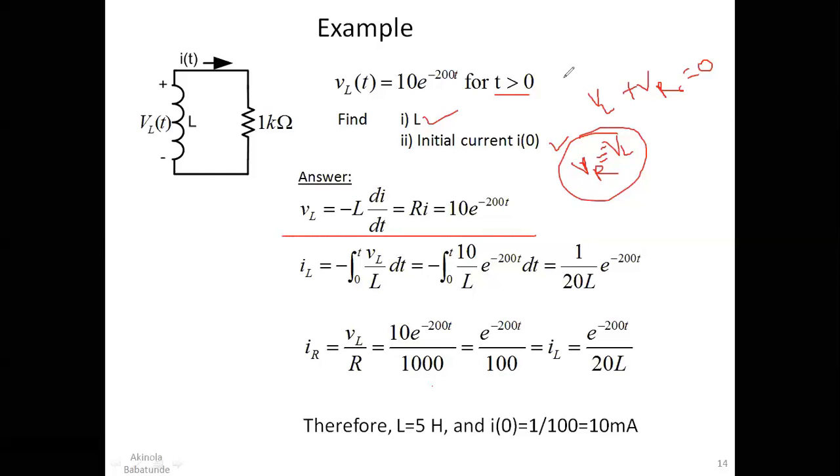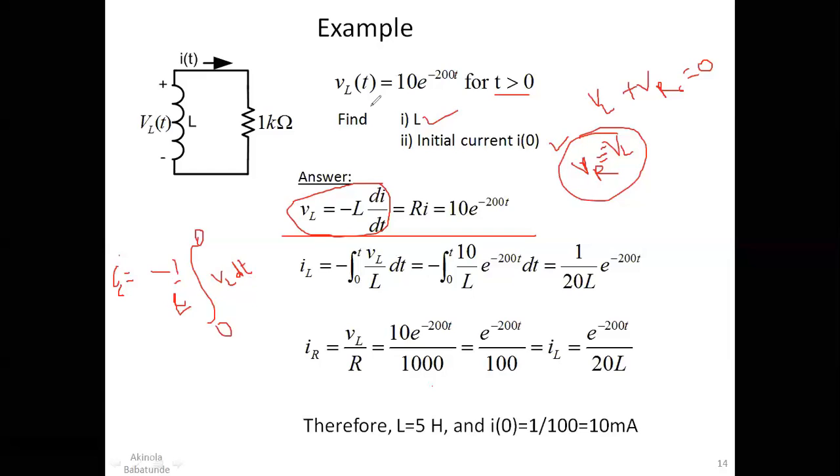Then again, our IL, like we have done in previous times, is going to be equal to minus 1 over L, if you remember, integral of VL dt. And that can also be obtained from here if you choose to find I by integrating both sides. So I will be equal to minus 1 over L, integral of VL dt. This is what you're going to obtain from 0 to t. Okay, so that's what we have here.